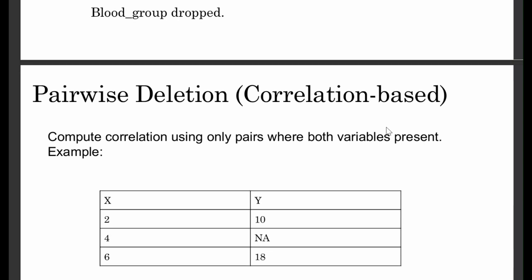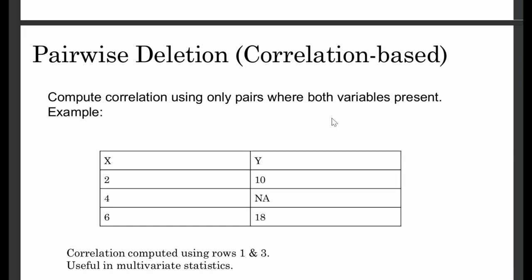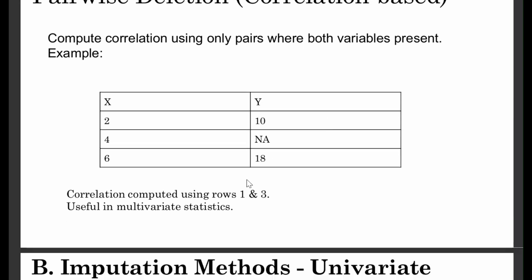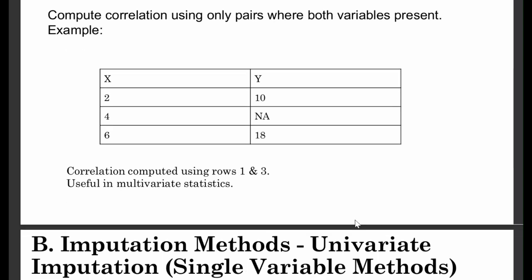When it comes to pairwise deletion, the correlation is computed using only pairs where both variables are present. So here the correlation is computed using rows 1 and 3 only, since in row 2 there is a missing value.